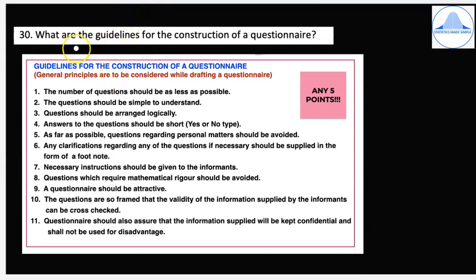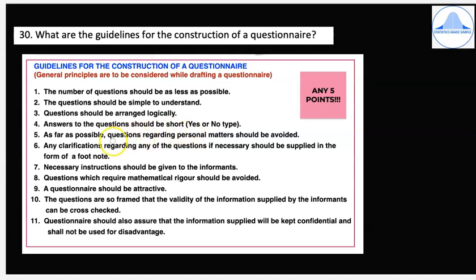30th question. What are the guidelines for the construction of a questionnaire? There are about 11 guidelines. Out of that, you can write any 5 for 5 marks. The first one, the number of questions should be as less as possible. The question should be simple to understand. Questions should be arranged logically. Answer to the question should be short, like yes or no type.